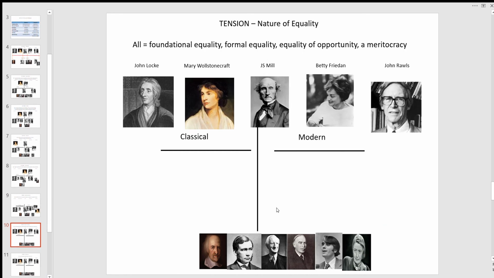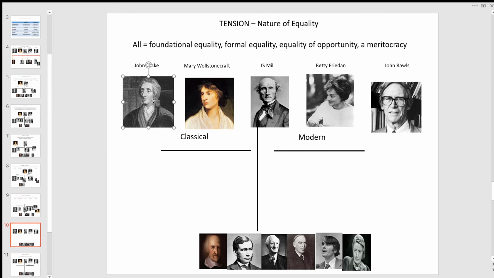Next one would be the nature of equality. Well, all liberals believe in foundational equality. We're all born equal, all of equal moral worth. They believe in formal equality. We're all equal in the eyes of the law. We have legal and political equality. They all believe that individuals should have equality of opportunity, which of course means society is a meritocracy, and that it will be unequal because people of different talents will go further and faster than everybody. But everybody should have equality of opportunity.